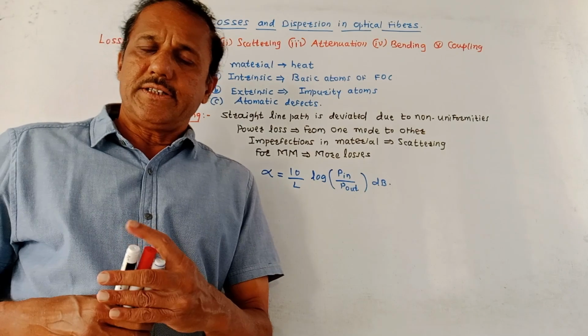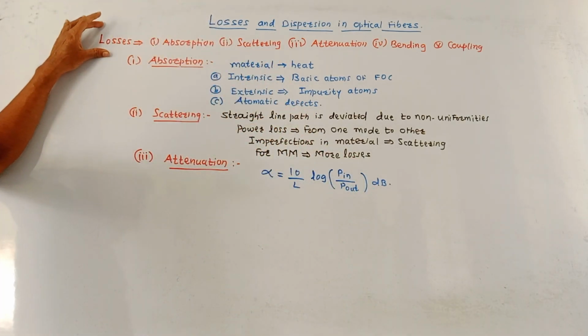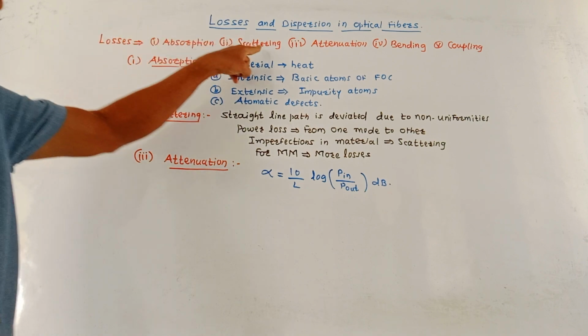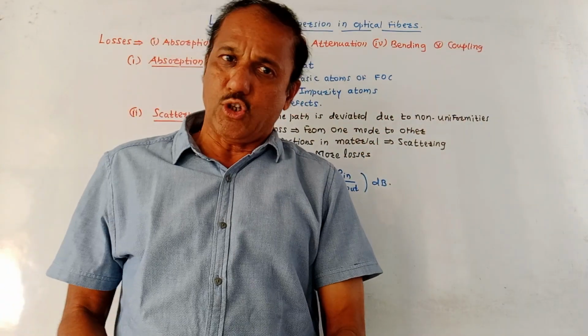Now let us discuss different losses taking place in an optical cable. So there are different types of losses. First is absorption, second scattering, third attenuation, fourth bending losses, and fifth is coupling losses.